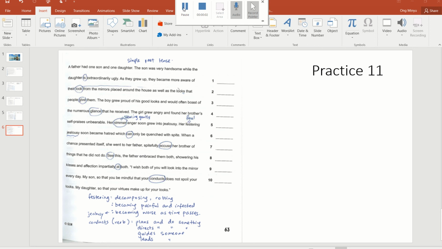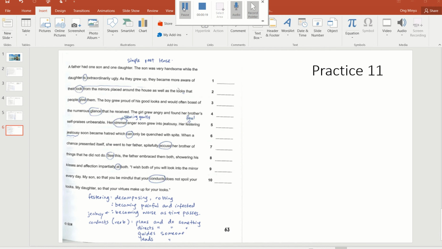Okay, this is the GLM Blue Editing Book Practice 11 on page 63. So I'm going to go through how you can do an editing practice.